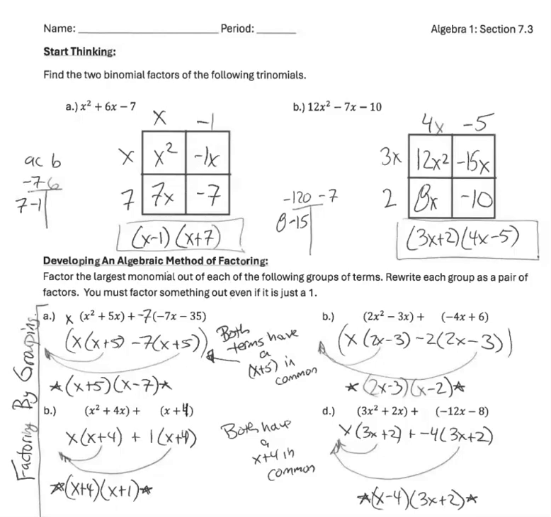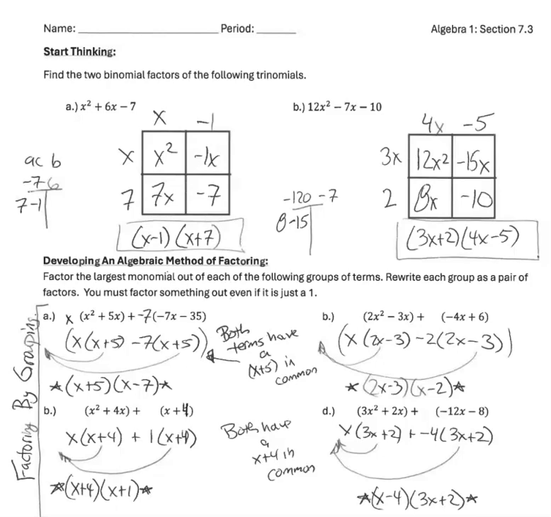This is much more tricky because you have to ask yourself what times what gets you 12x squared. And there's many options. There is 12x and 1x, there's 4x and 3x, there's 6x and 2x. So there's many different ones. You kind of have to play around with it. And we ended up getting 4x and 3x. And then once you had that, you were able to figure out what the other parts were, which was negative 5 and 2. So you now have your two binomials of 3x plus 2 and 4x minus 5. You can just FOIL those together to check your answer, and you'll get back to the 12x squared minus 7x minus 10.